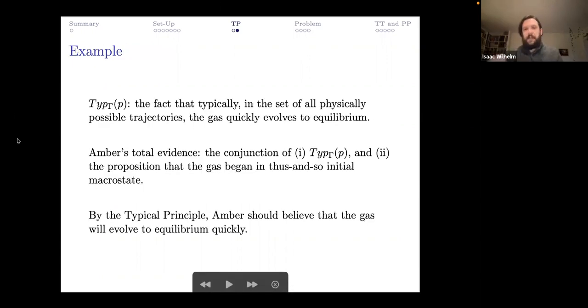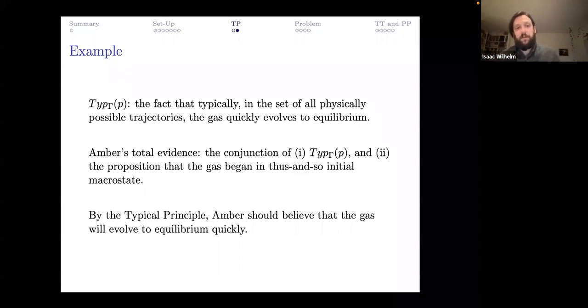Okay, so for example, let typ_Γ P be the fact that typically, in the set of all physically possible trajectories, the gas quickly evolves to equilibrium. Consider the statistical mechanist, Amber, and Amber's total evidence is the following conjunction.